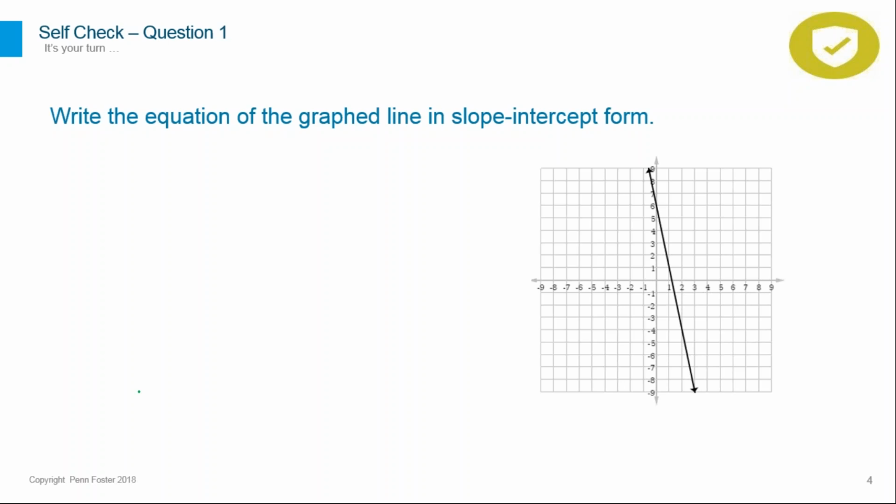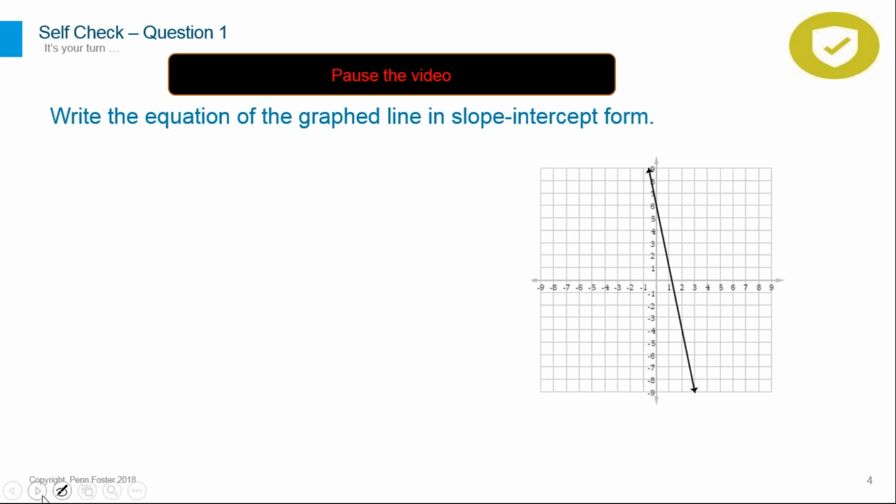Write the equation of the graphed line in slope-intercept form. So basically the same thing. You are given a graph of a straight line, but they want you to put the equation in terms of the slope-intercept form. Okay, let's do the question together.